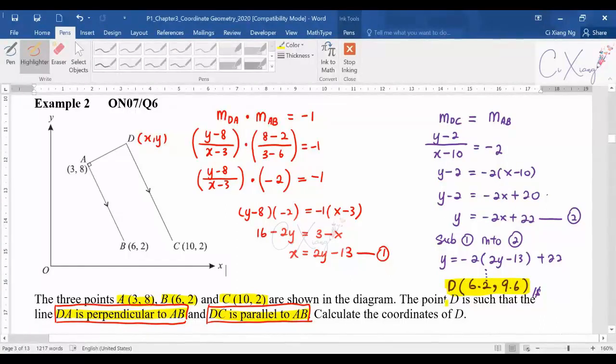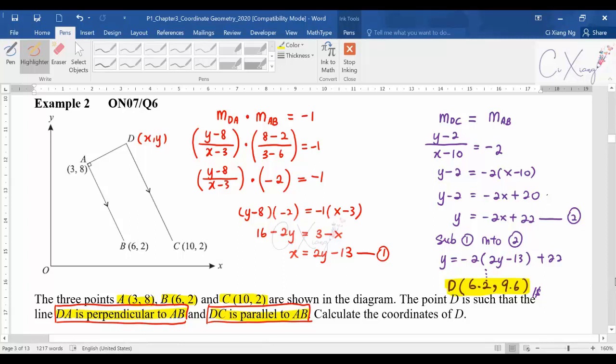Now, so again, you need to know how to apply the relation between the gradients and also to apply the formula for the gradient relation. And then after that, you get two equations here, right? Then you use it to solve for the coordinates of D. Okay, so I didn't show you how you solve it simultaneously, so hopefully you can do it yourself and try to see whether you get 6.2 or 9.6 or not.